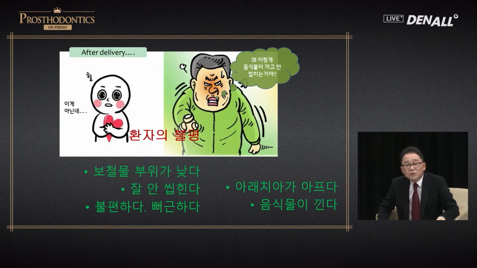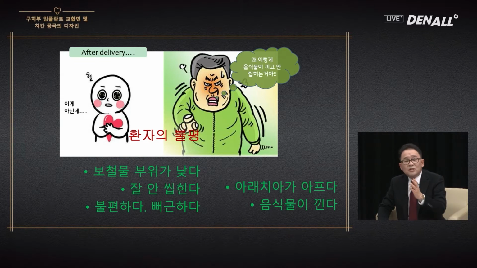Regarding occlusion, the prosthesis seems low and the patient cannot properly chew. And we need to think about if we provided a prosthesis low and occlusion table, isn't it too small? And sometimes we argue with the patient because we say that's what it's supposed to be.